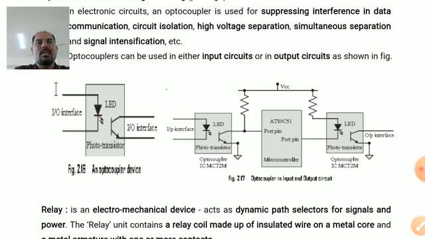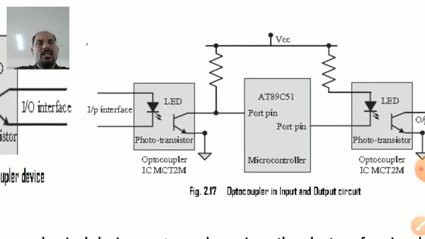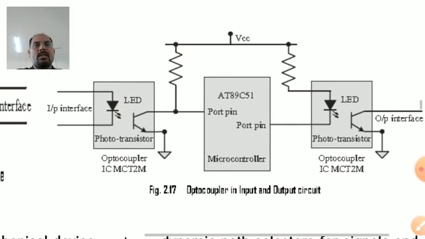The same optocoupler which I have shown on the left hand side is used in a circuit as an input as well as an output. Look at this diagram. See here, the collector of the phototransistor is connected to VCC via a resistor. It means that when the LED is off, the transistor is off, and the port pin is getting the value 1. The moment the LED turns on, the transistor turns on and there is a current flow between collector and emitter, hence the port pin becomes 0. This is the working at the input side.